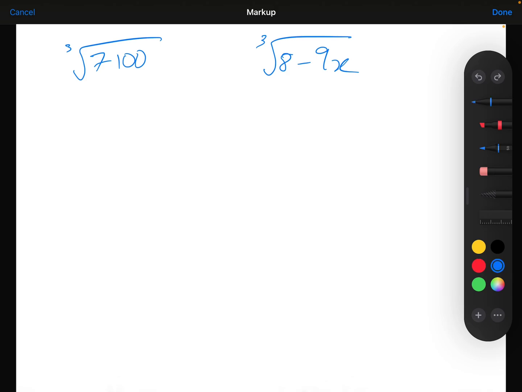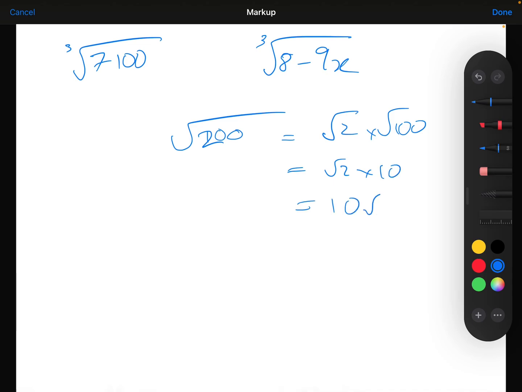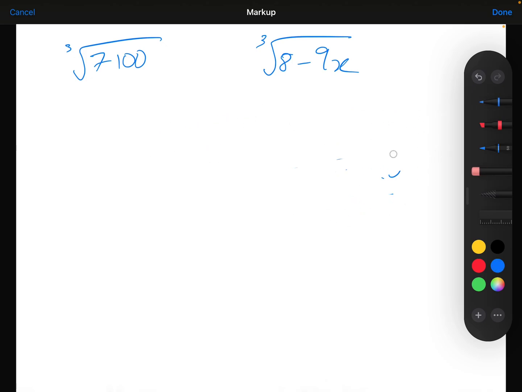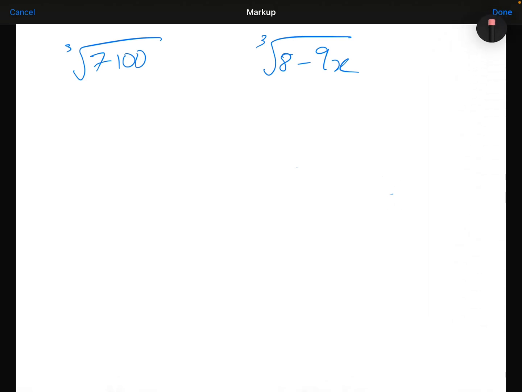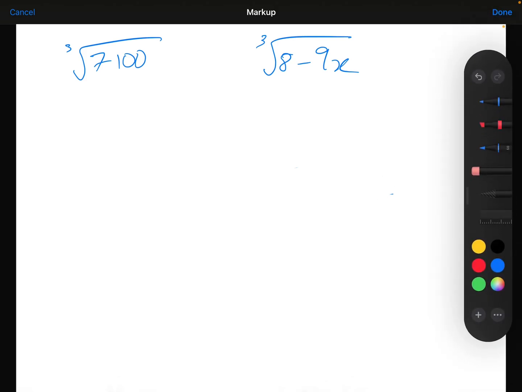Now, remember our work from surds and GCSE, where we can write something like 200 as being root 2 times root 100, which is the same thing as root 2 times 10, which is 10 root 2. Now, we can do something similar here, but obviously it's cube root rather than square root, but that's still okay. Still the same process.